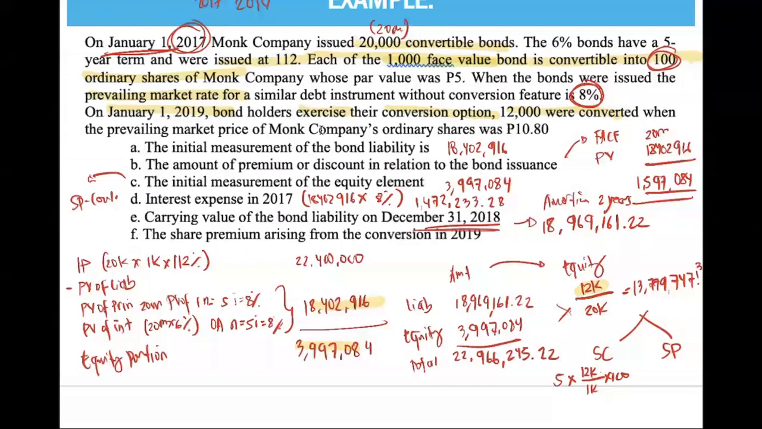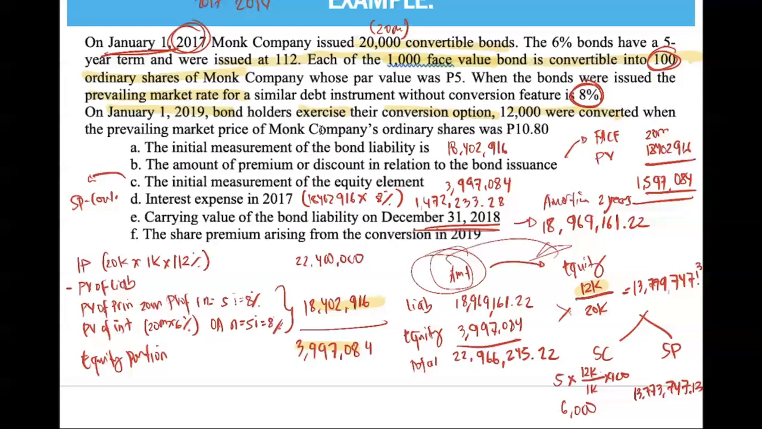How many shares can we get for each conversion? 100. So for each 1,000 face value bond, we have 100 ordinary shares with par value of 5. So 12,000 bonds divided by 1,000 times 100 shares. How many shares? 1,200 shares times 5. The par value is only 6,000. Therefore, our share premium is equal to 13,779,747.13 less 6,000. This will give us 13,773,747.13.